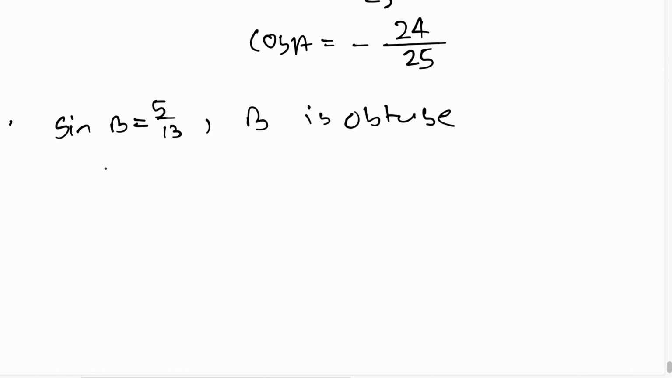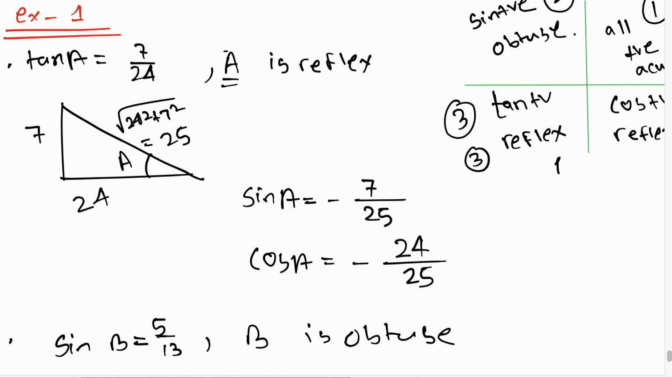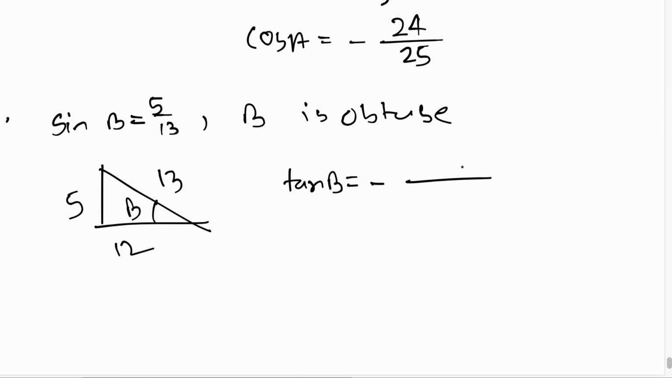Yes, positive. Now let's draw a triangle. It is B, opposite by hypotenuse, and this would be 12. Now what would be tan B? Tan B, that means in the second quadrant tan is negative, so there would be a negative sign. Then tan B means minus 5 by 12.